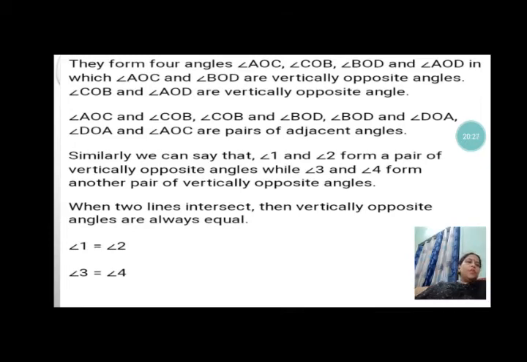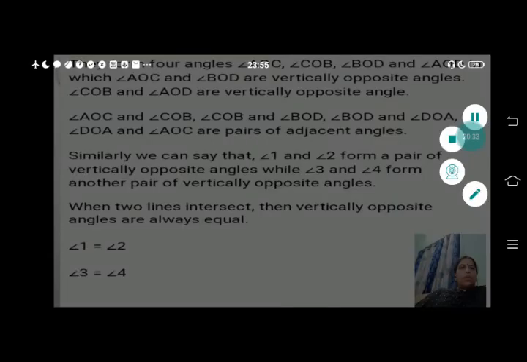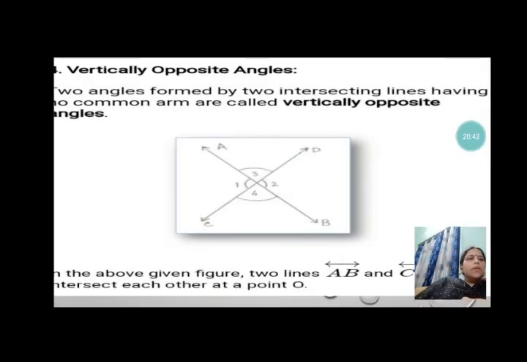So vertically opposite angles also we have done. Now let us see in that figure the adjacent angles. So here, how do we find adjacent angles?